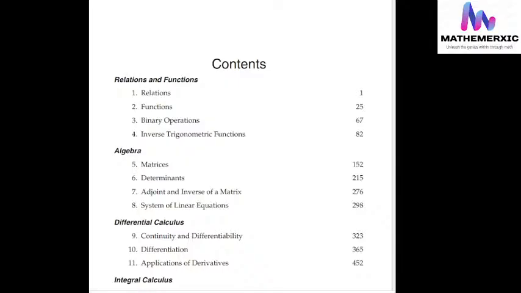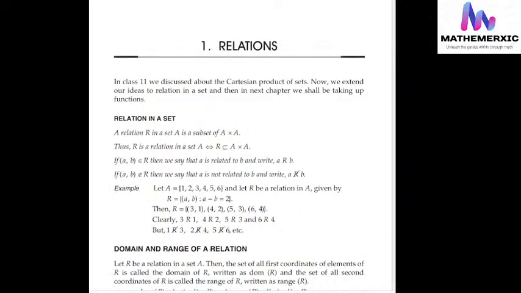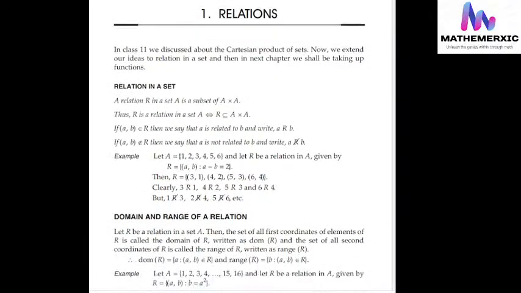We are going to start the first chapter of discussion, that is relations and functions. Firstly, we'll start with what is relations. In class 11 we discussed Cartesian product of sets. Now we extend our ideas to relations in a set. A relation R in a set A is a subset of A cross A.